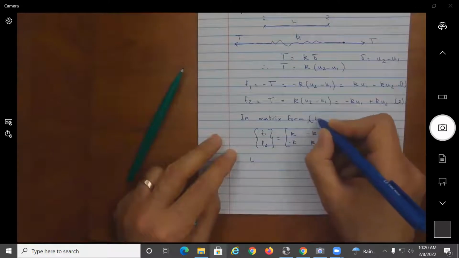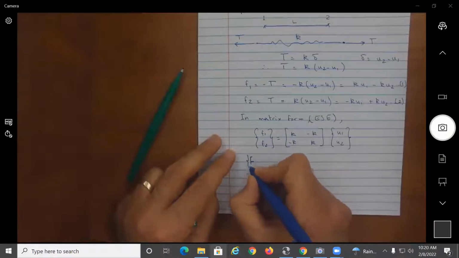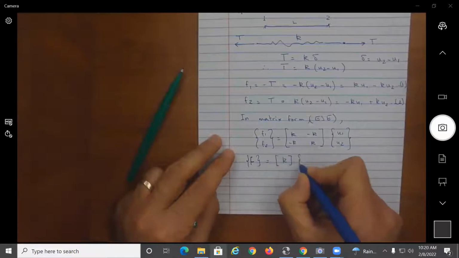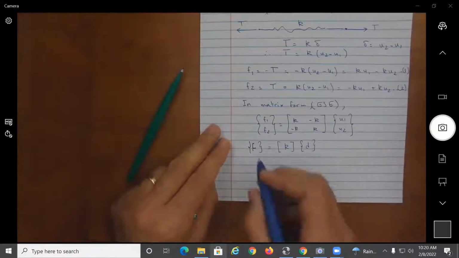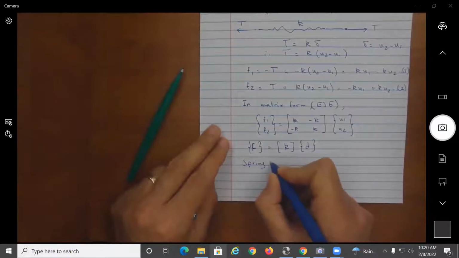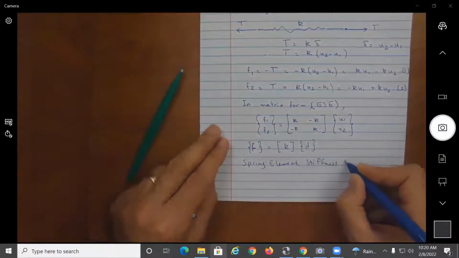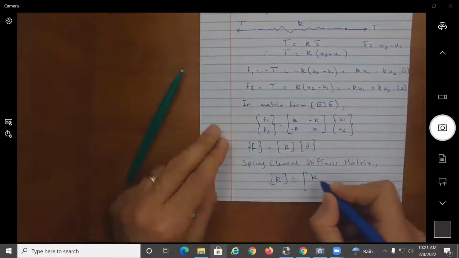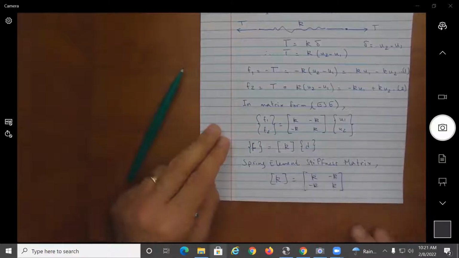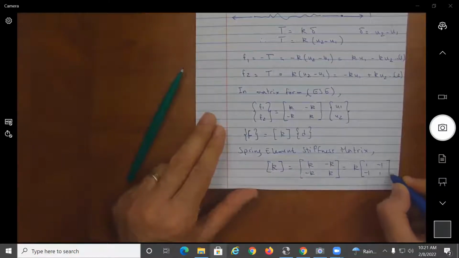I'm going to put it here, where we can write that as F equal to K times D. Spring element stiffness matrix K is equal to K, minus K, minus K, and K. Of course, we can also take the K as a common factor and put here a 1, a minus 1, a minus 1, and a 1.